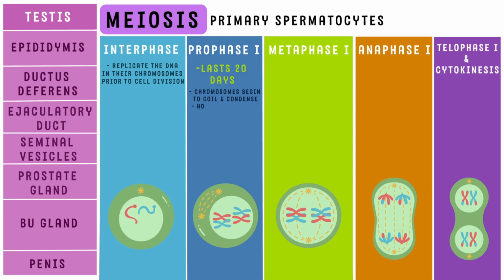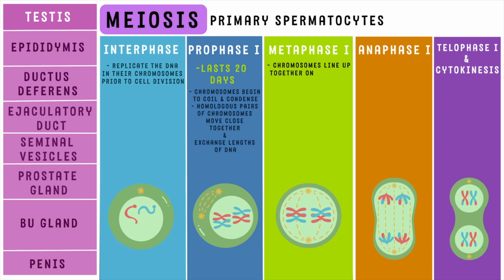During this time, chromosomes begin to coil and condense and stain densely, and homologous pairs of chromosomes move close together and exchange lengths of DNA. This exchange introduces genetic variation to the gametes produced. The first division of meiosis, also known as the reduction division, continues into metaphase.